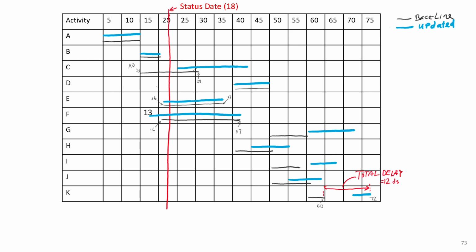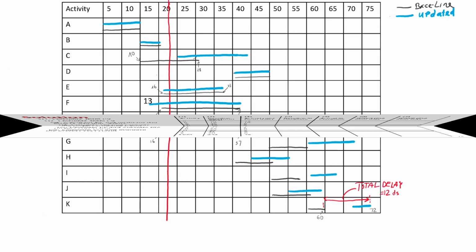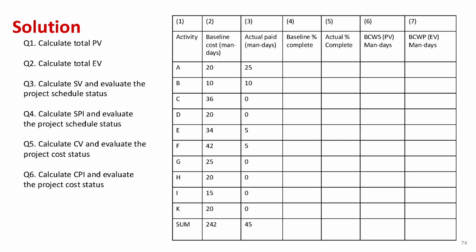Some activities don't perfectly align with the grid lines, but the start and finish dates are marked to make things clearer. To make it easier to solve this problem, we'll organize the information in a table. In the first column, we list all the activities. The second column shows the baseline cost for each activity, and the sum of this gives us the total budget of 242 man-days. The third column shows the actual cost paid up to now, which totals 45 man-days.